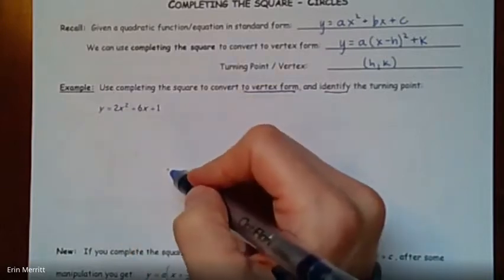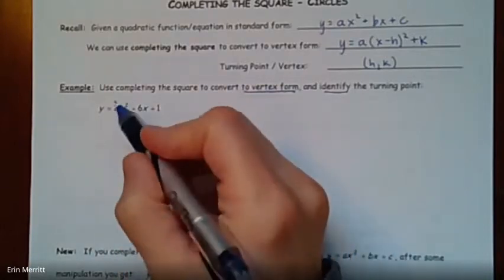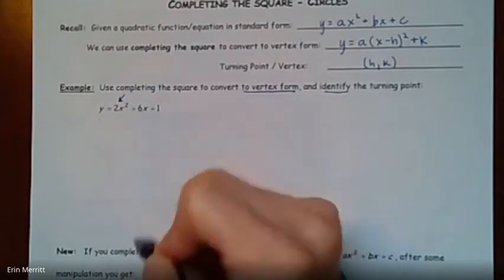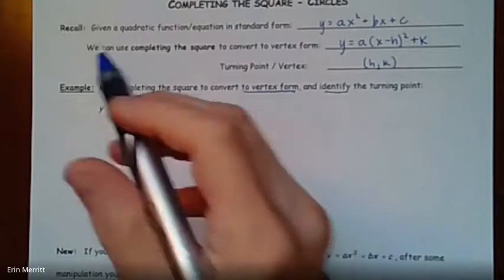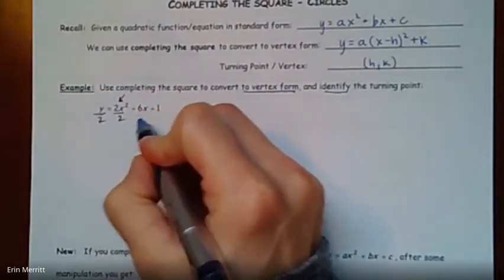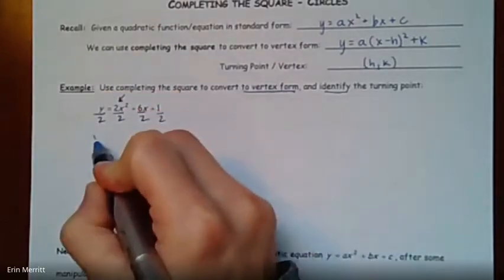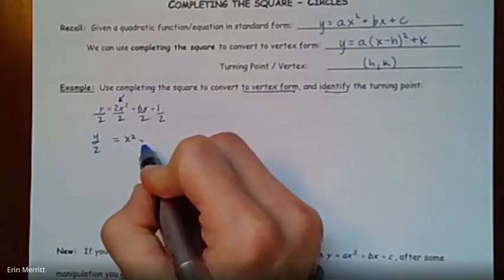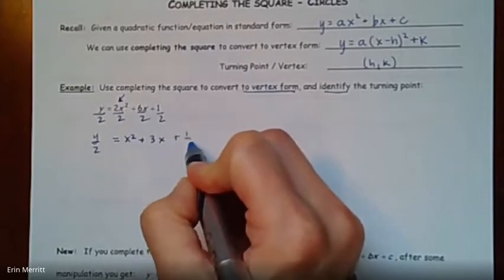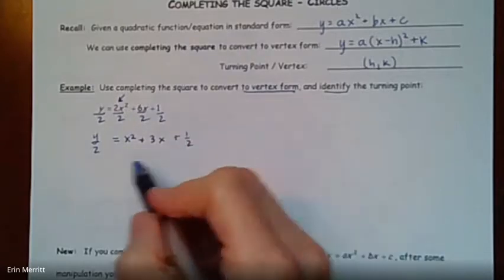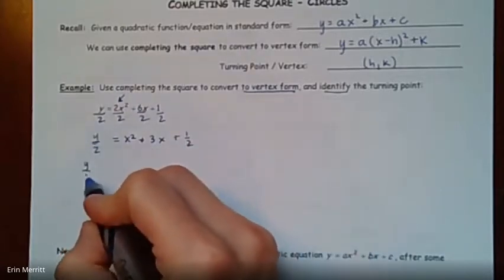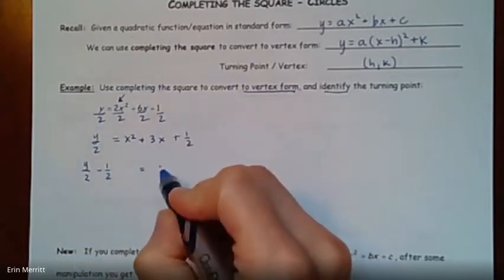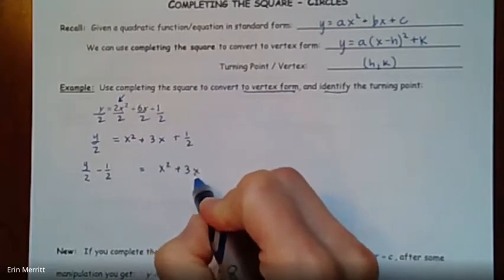Two things that had to happen before you can do the completing the square step. That leading term needs to be a 1, and then the x's need to be by themselves on one side of the equation. So I'm going to start by addressing that leading term of 2 and divide it out. So that's going to give me y over 2 and then equals x squared plus 3x plus 1/2. Second thing I'm going to do is get that 1/2 out of there. So it's going to be y over 2 minus 1/2. Leave a little space, and then x squared plus 3x.